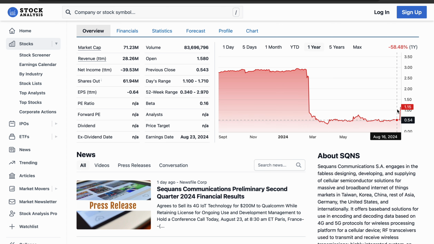Yeah, guys, that's it for today. This is my new discovery about how to find penny stocks. I hope this tutorial is useful to you as much as it was useful to me.